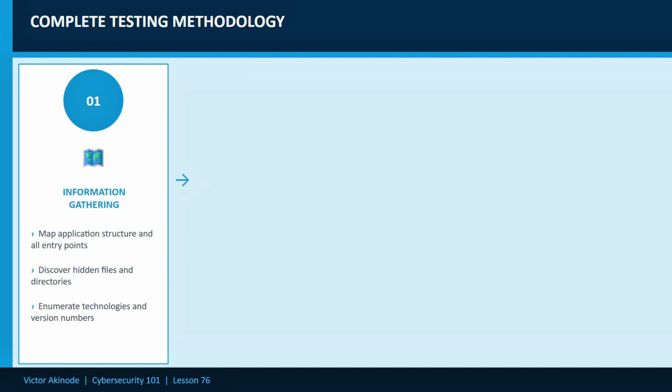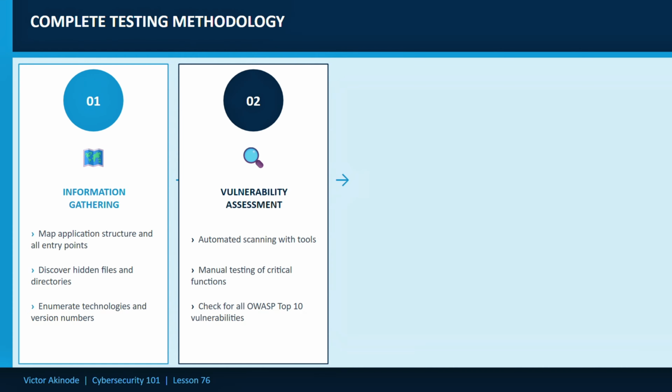Phase 1 is information gathering, and this is where you map application structure and all functionality, you identify entry points and parameters that accept input, you discover hidden files and directories, and you enumerate technologies and versions being used. Phase 2 is vulnerability assessment, and this is where you run automated scanning with tools, and manually test critical functions that tools miss.